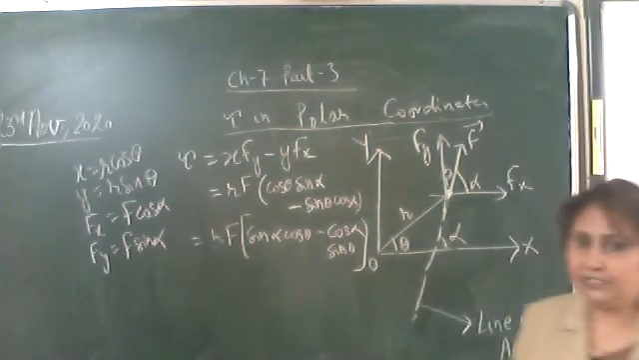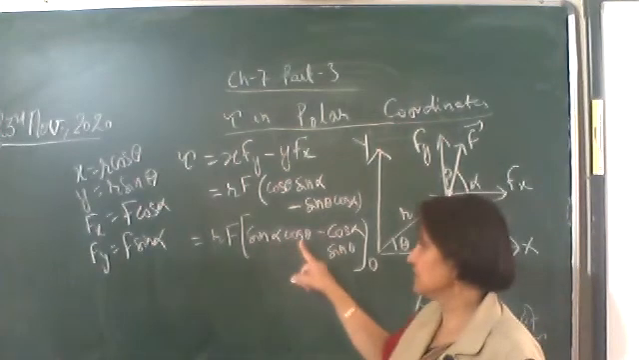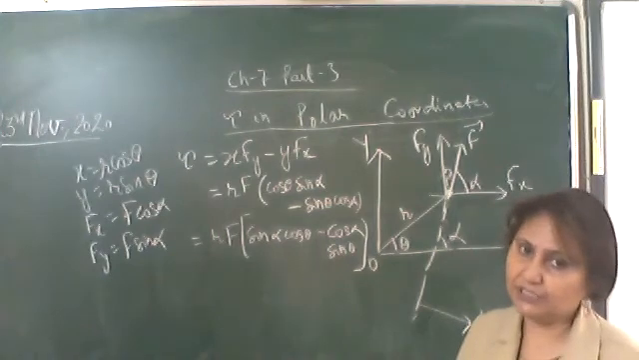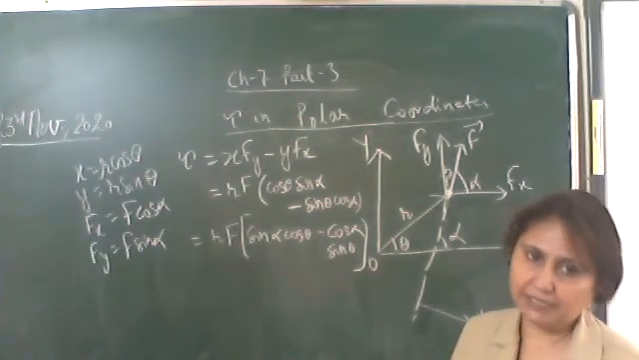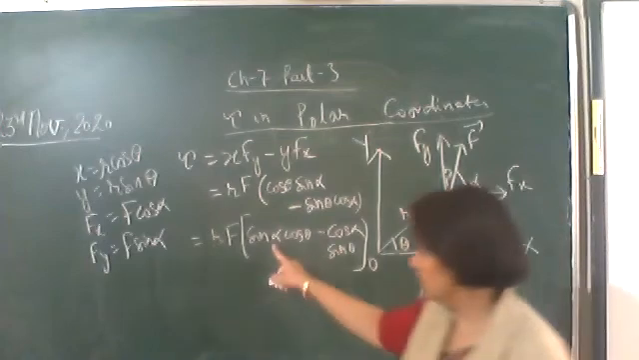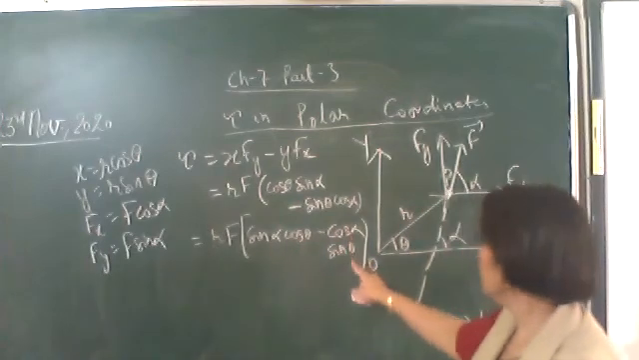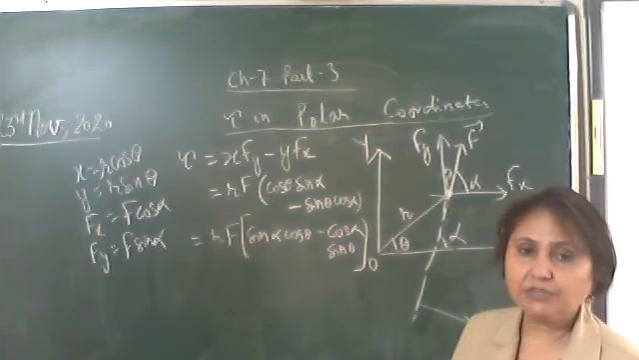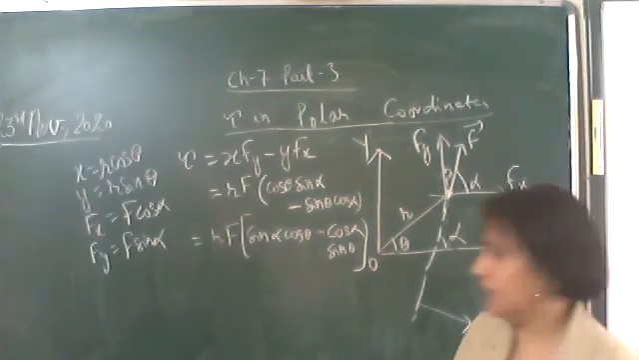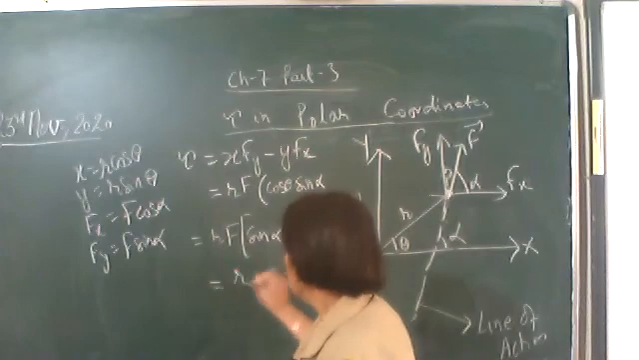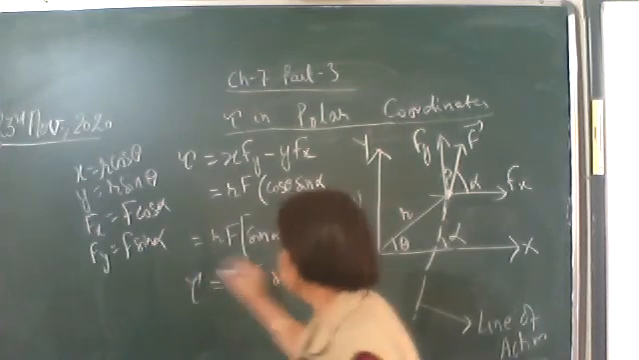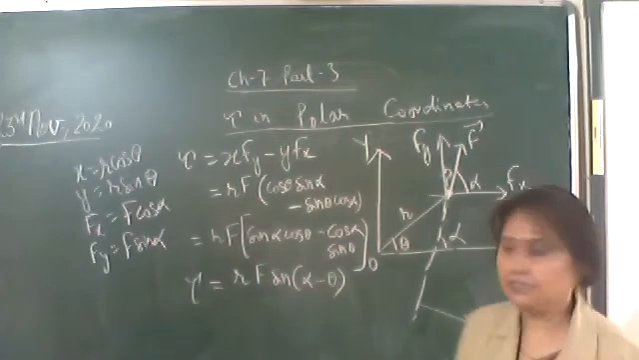In mathematics you must have studied one formula: sin A cos B minus cos A sin B is equal to sin(A minus B). Here, sin alpha cos theta minus cos alpha sin theta is equal to sin(alpha minus theta). So R into F, this can be written as sin(alpha minus theta). This is the formula, bio students.